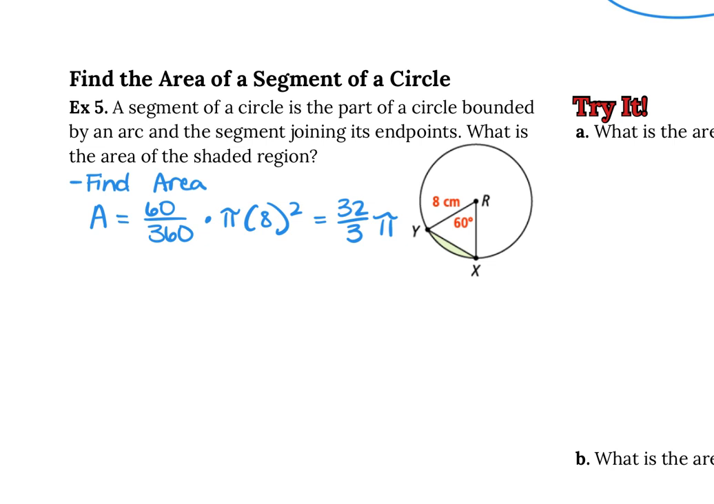So that 32/3 pi, I'll change to a highlighter here, is the area for this entire section. That's not what I'm looking for. I'm only looking for that shaded green section. So I have to keep going. Okay, next I'm going to use the Pythagorean theorem so that I can find the area for the triangle that is right in here. So we're going to find that area next.